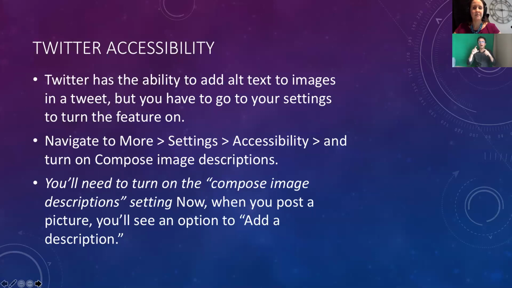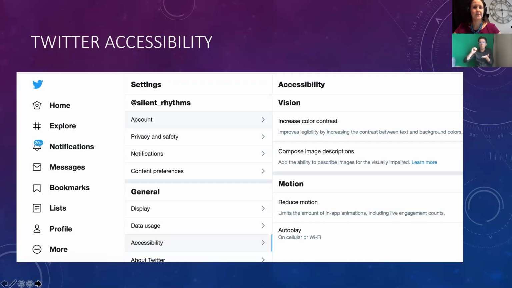So next slide. This is a dashboard view from Twitter. You can see the first column at the bottom says More, then Settings in the second column, and then in the third, Accessibility. Then you can see where it says compose image description, and you check that box off. Next slide.